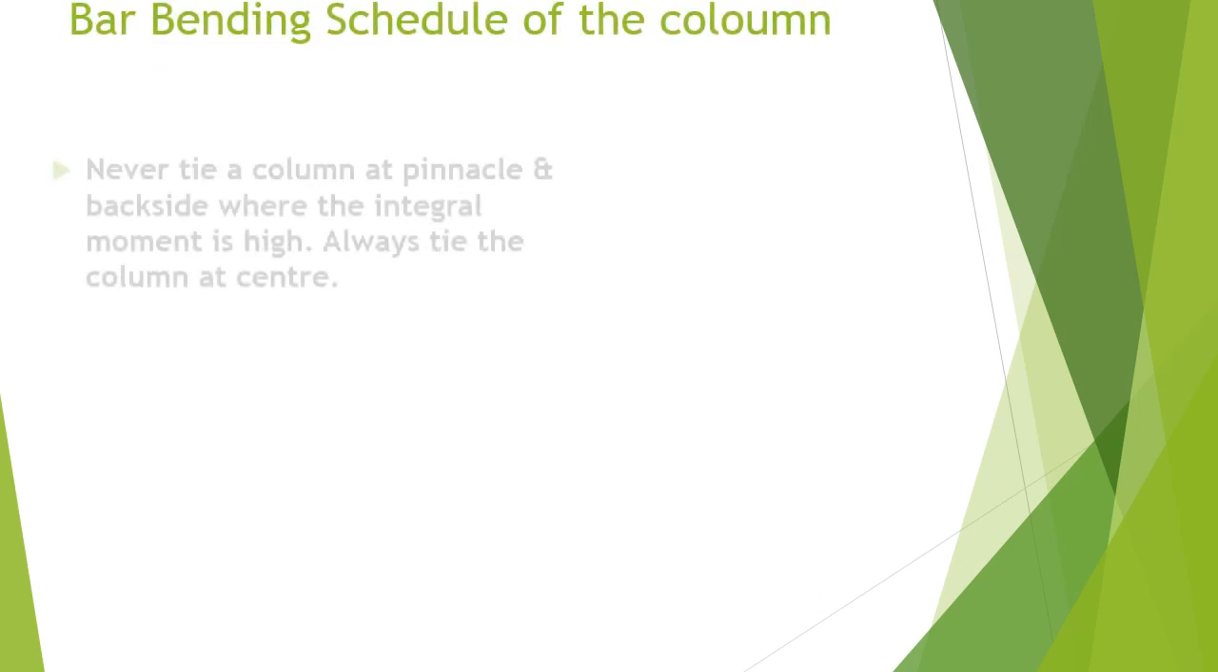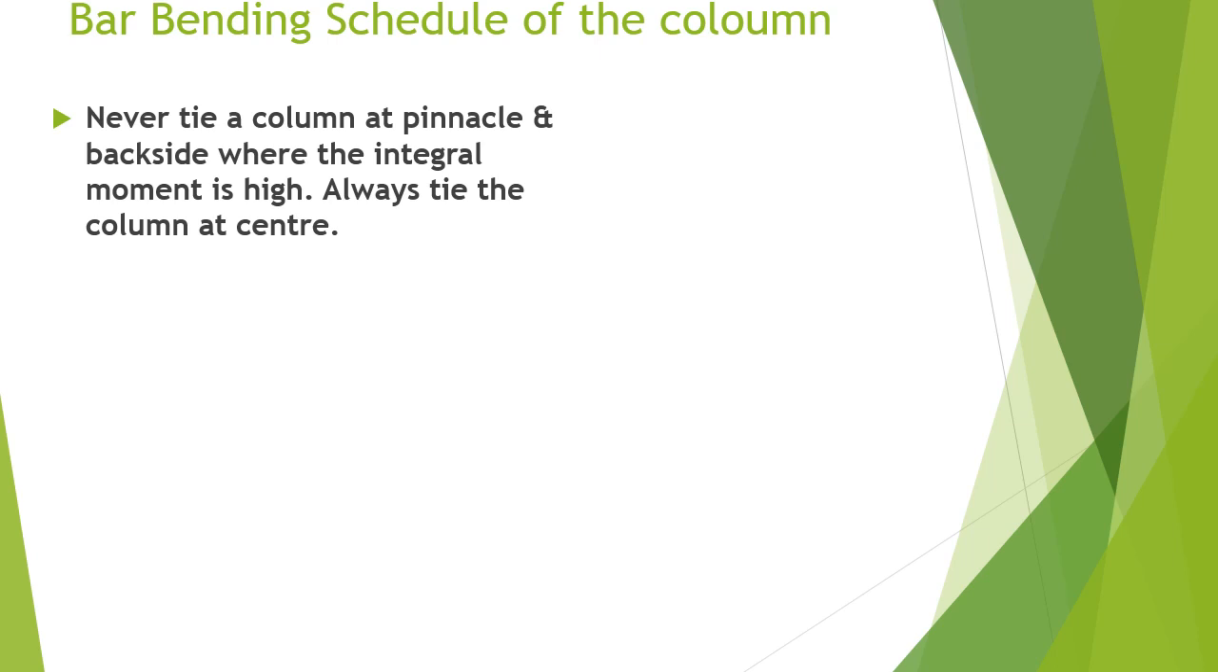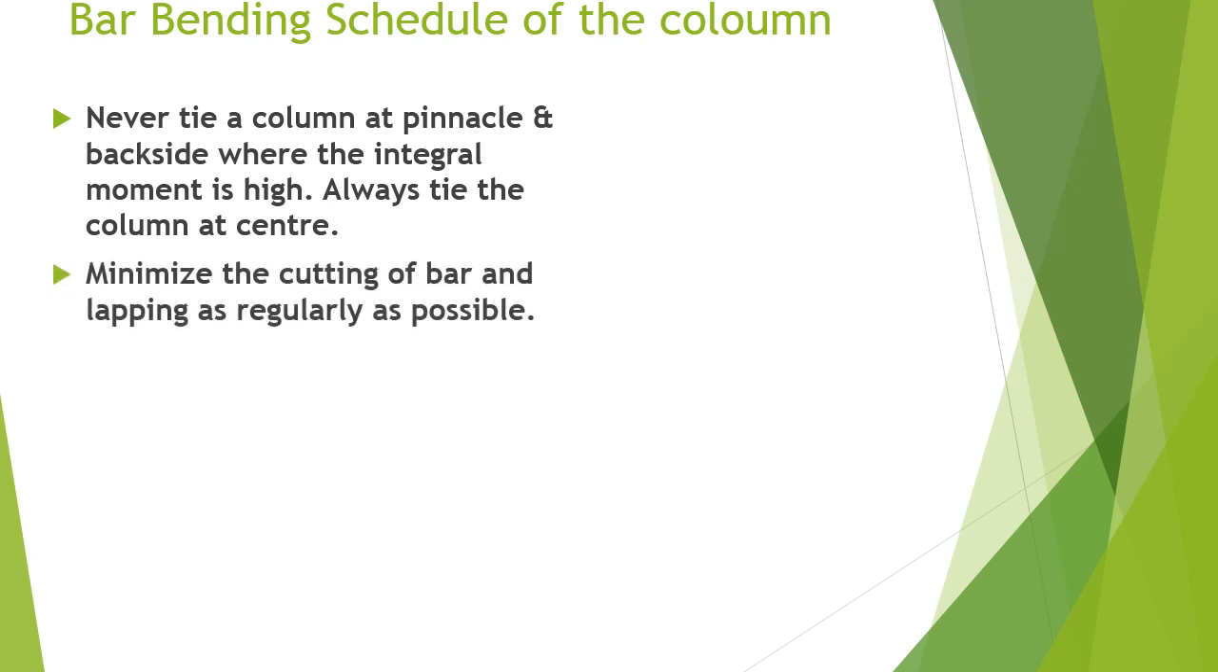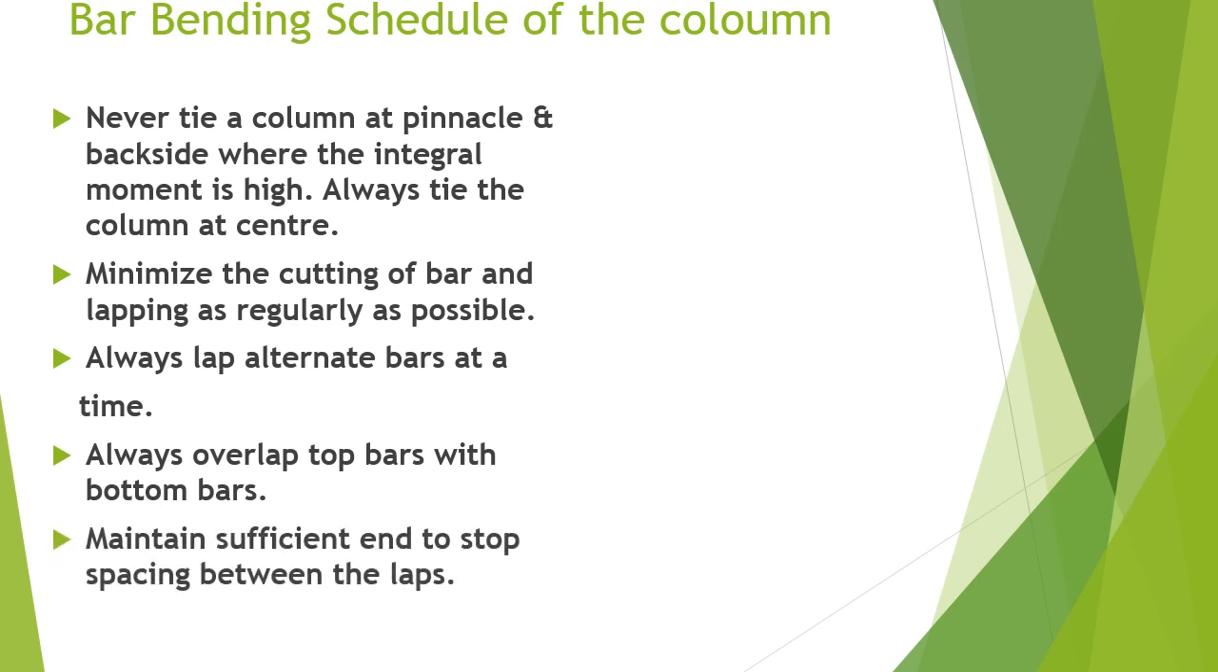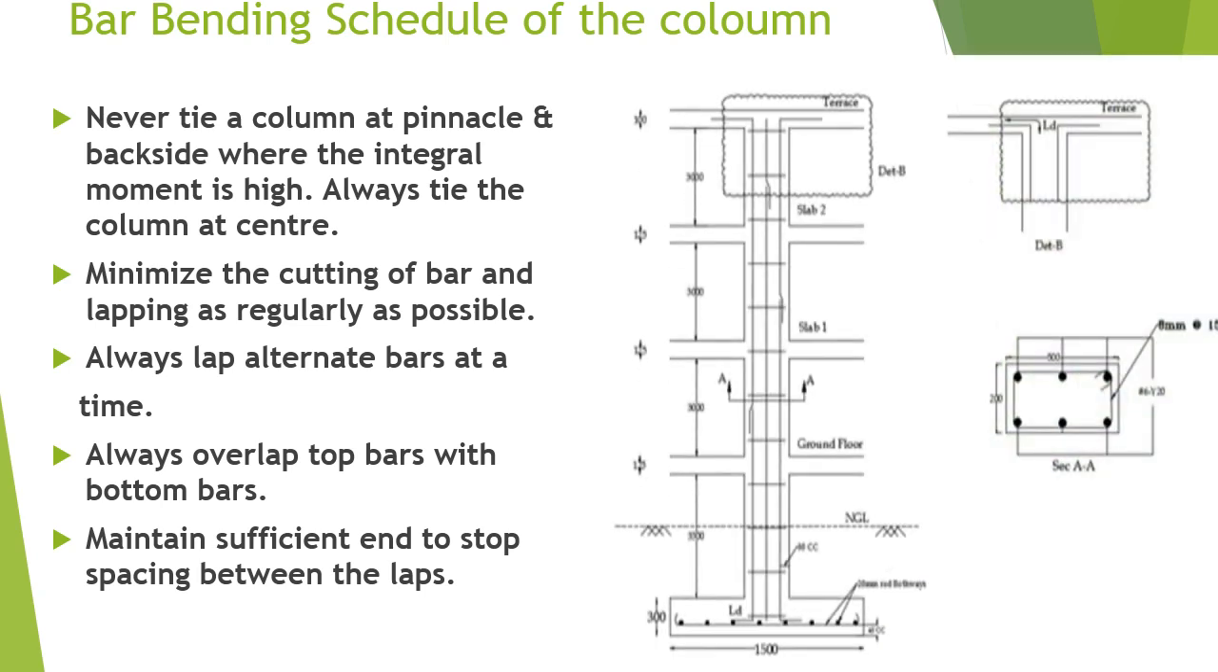Bar bending schedule of the column. Never tie a column at the top and bottom where the internal moment is high. Always tie the column at the center. Minimize the cutting of bars and lapping as much as possible. Always lap alternate bars at a time. Always overlap top bars with the bottom bars. Maintain sufficient end to end spacing between the layers.